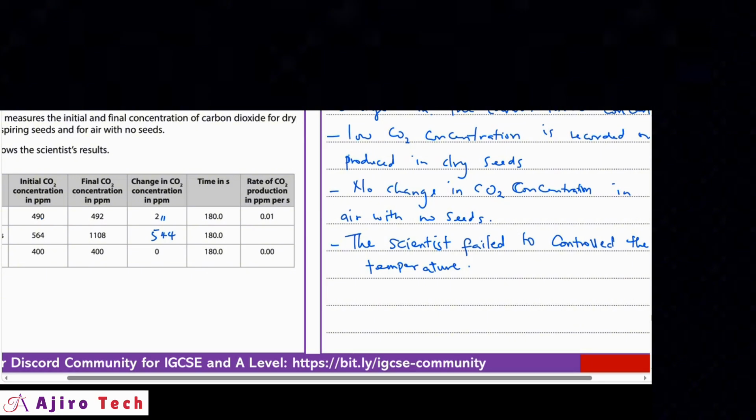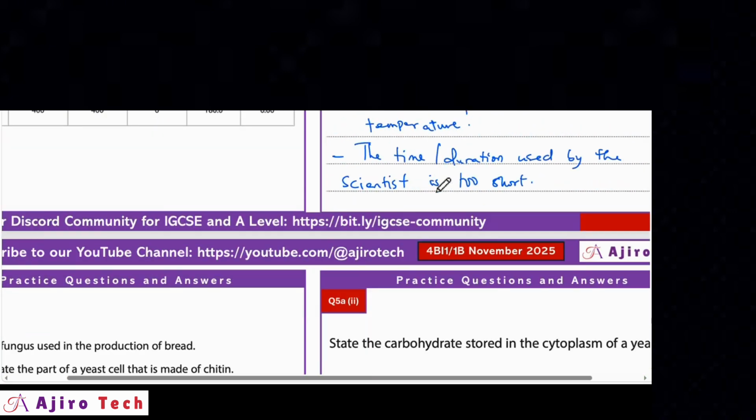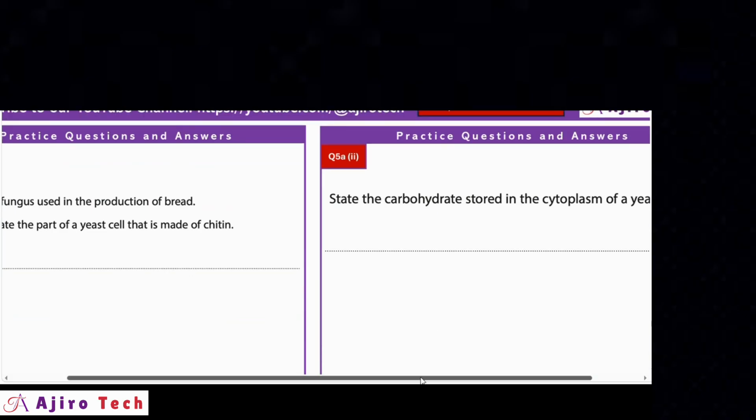The duration used by the scientists is too short. Two minutes is too short. They should have used at least 5 minutes, so that more data will be collected over that period of time. All right, let's move to the next question.